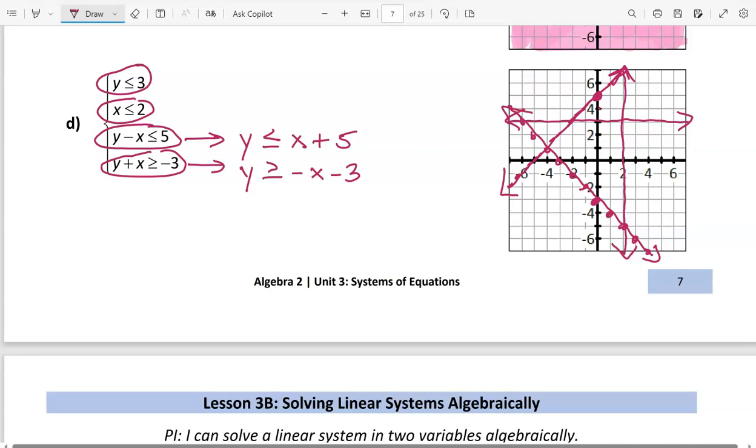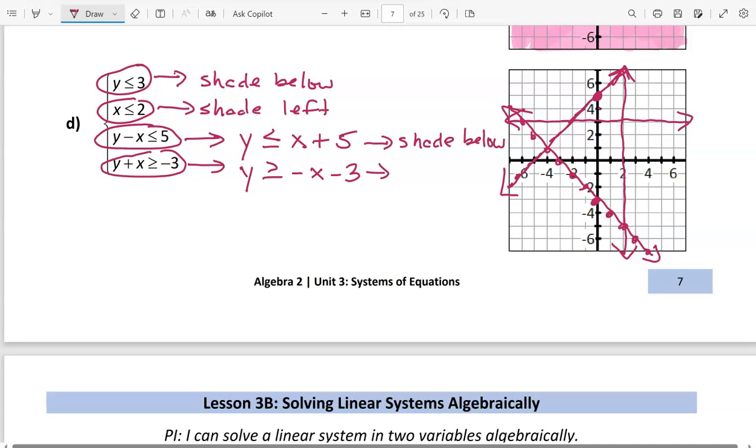And now we need to determine where to shade. So y is less than or equal to 3. That's going to be shading below the horizontal line. And then x is less than or equal to 2. That's going to be shading to the left of the vertical line. And then for the next inequality, we'll shade below that line. And then for the next inequality, since y is greater than or equal to, we'll shade above.